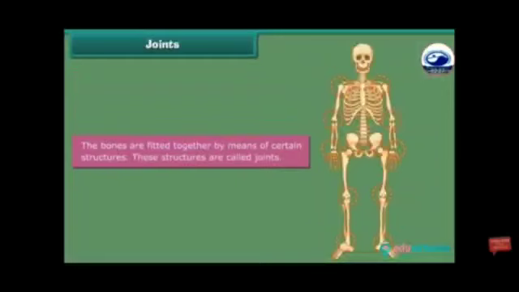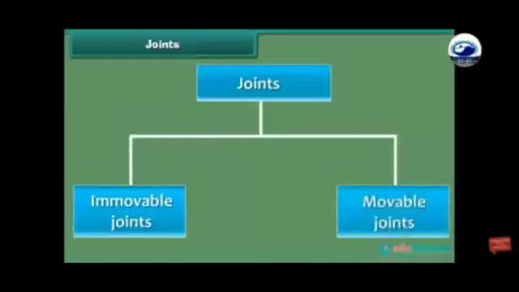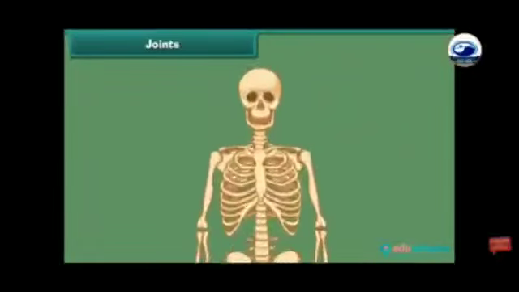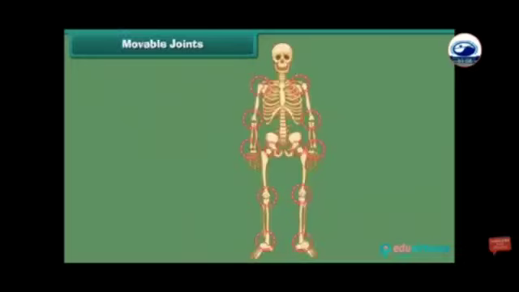The bones are fitted together by means of certain structures. These structures are called joints. Joints facilitate body movements. There are two main types of joints: immovable joints and movable joints. First, let us discuss what immovable joints are. Immovable joints are the joints where no movement of the bones is possible. The joints of the bones of the skull are immovable joints.